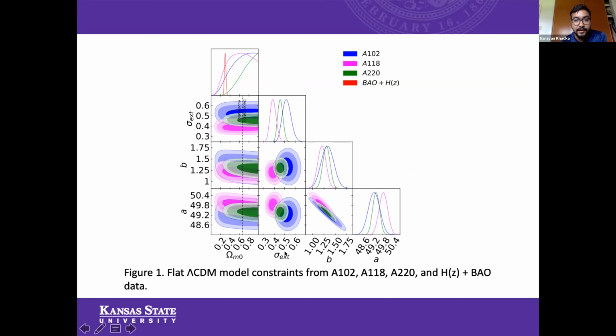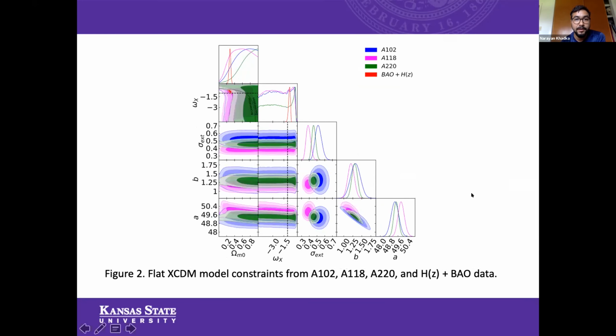So you can also see here that sigma external for the A102 data is very high, and this is the reason we don't want to use this data for cosmological purposes. And this is a similar plot for the flat XCDM model, and we can see a similar kind of result here. In this model also, A118 data is consistent with BAO plus AZ, and the A220 data is inconsistent with BAO plus AZ here also.